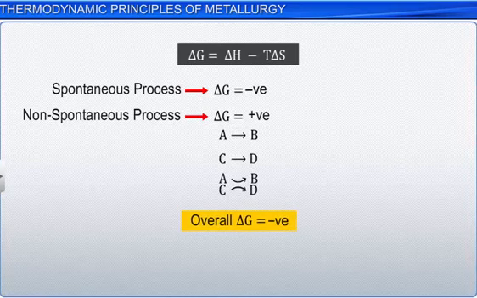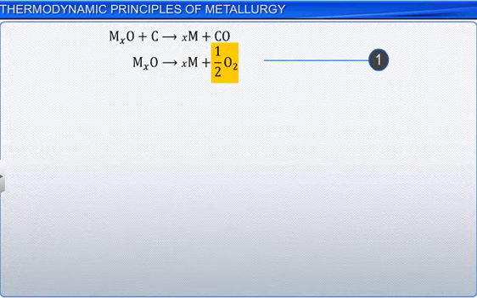This coupling is particularly useful for the reduction of oxides of elements. In metallurgy, a metal oxide is reduced with a reducing agent. During reduction, the metal oxide decomposes as shown here. MxO decomposes to give xM plus half O2. The liberated oxygen is taken up by the reducing agent.